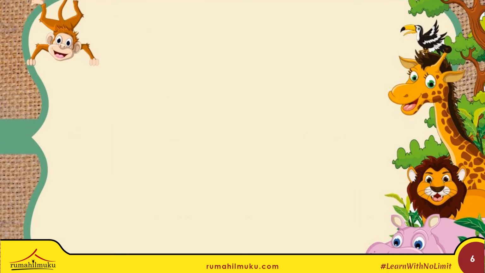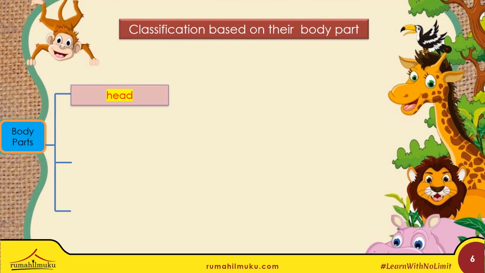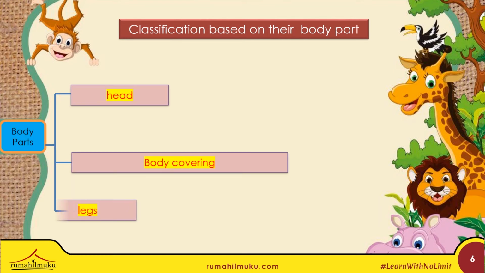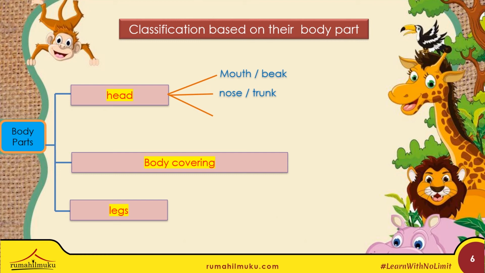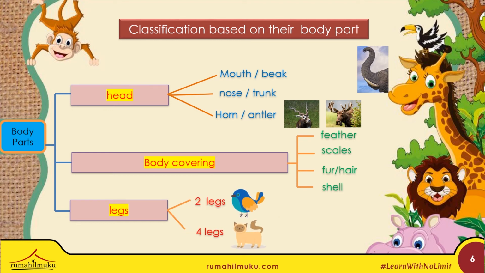Now let's see classification based on their body parts. Over here we have the head, the body covering, and the legs. We can classify animals based on their heads. For example, does it have a mouth or beak, or maybe a nose or a trunk, or maybe horns or antlers. For the body covering, they may be covered in feathers, scales, fur or hair, or a shell. And for the legs, some may come in 2 legs and some may come in 4 legs.